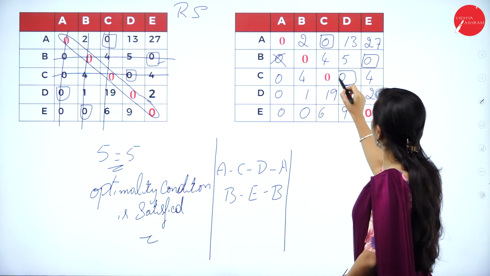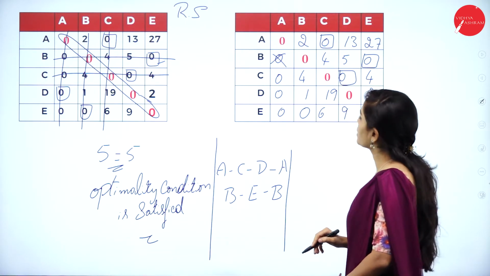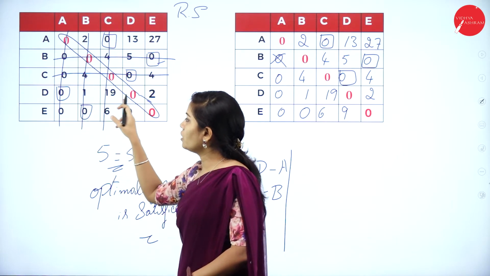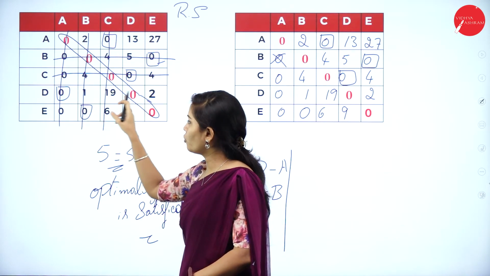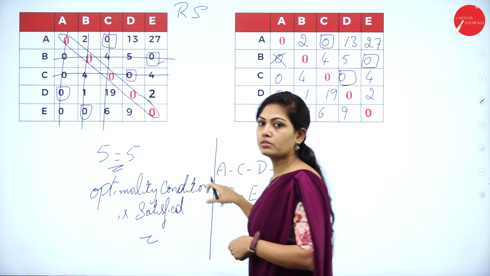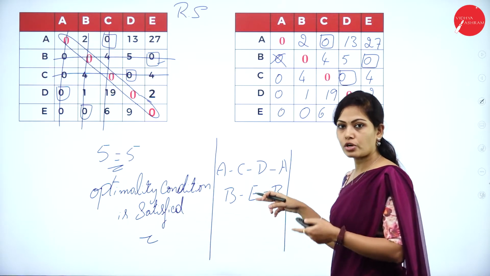So again, I will assign this 0. And in the fourth row, I have assigned this 0 because there are no other zeros. So we have only one 0, so I have assigned this 0. If you assign this 0, the traveling salesman condition is not satisfied.